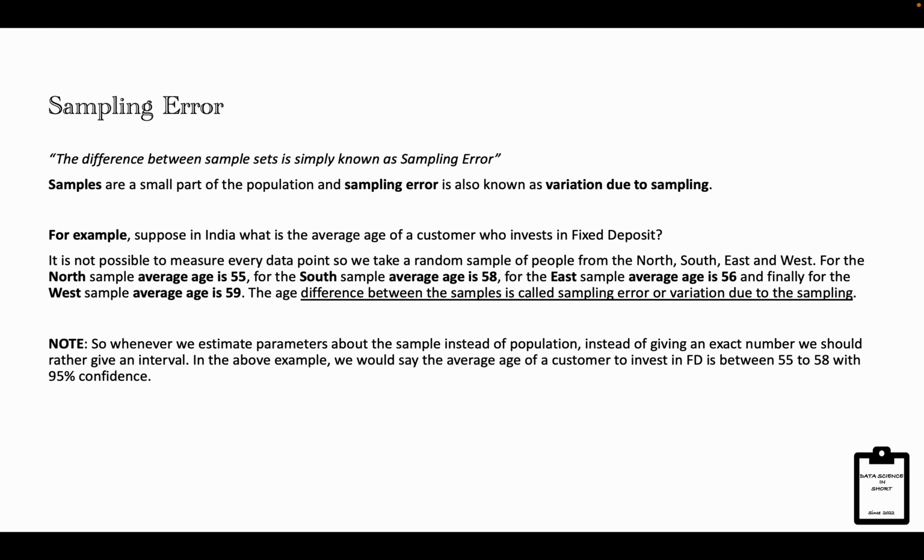So there are age differences between samples, and that age difference between the samples is called sampling error or variation due to sampling. Note: whenever we try to estimate a parameter of the population from a sample, instead of giving an exact number, we should rather give an interval. In the above example, we should say the average age of a customer who invests in fixed deposit is between 55 to 58 with some confidence, like 95% confidence.